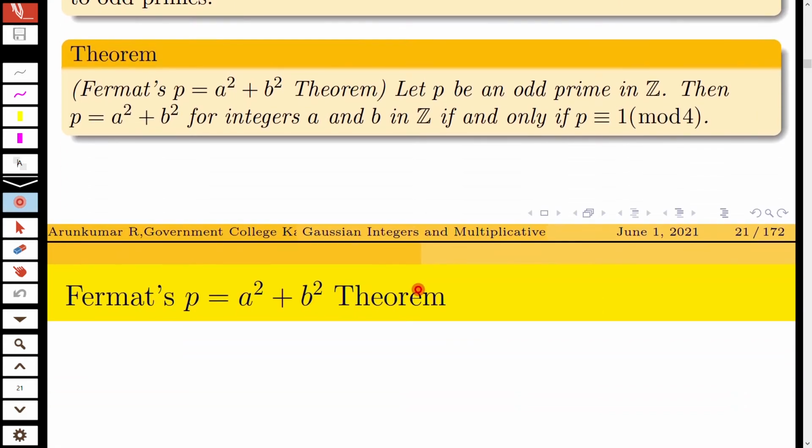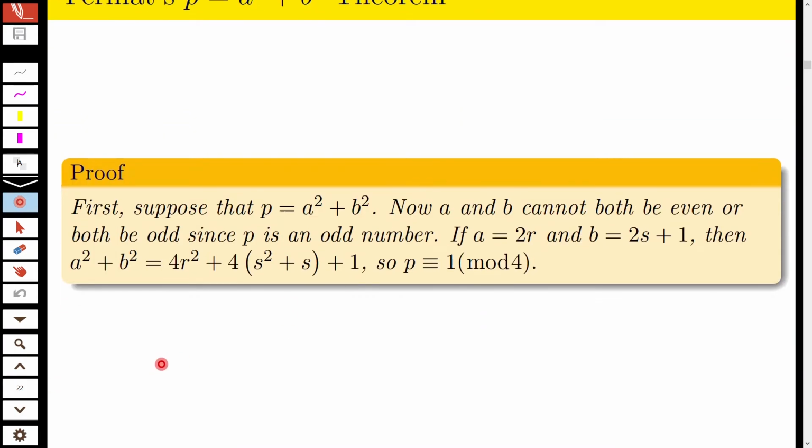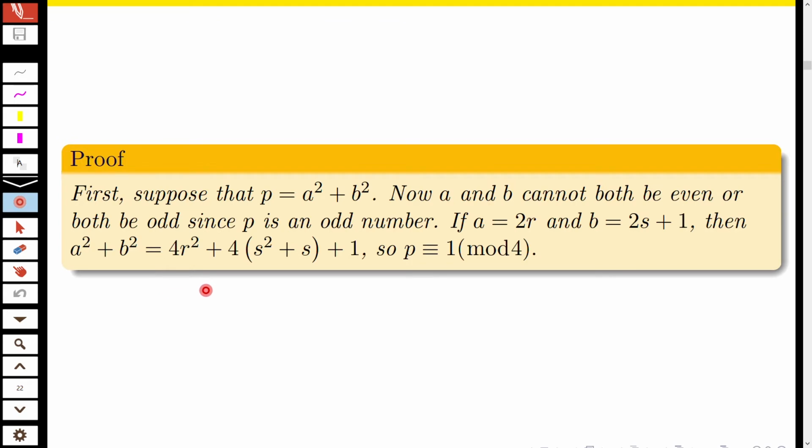So we prove the first part. Suppose that p is equal to a square plus b square. a and b cannot be both even or both odd. So suppose that a is even. So we can write a as 2r and b equal to 2s plus 1. So here we are taking a even and b odd.